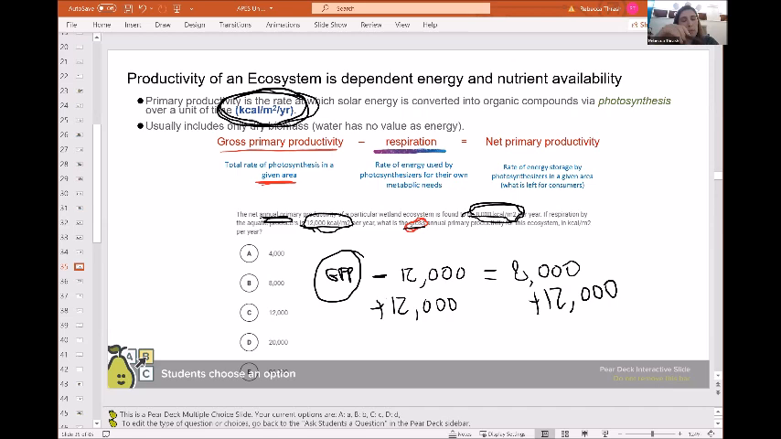So if you remember, gross primary productivity, that is everything. That's all of the energy available in the system. But then you've got the producer's own metabolic needs that you have to take away, and then everything else gets the net.